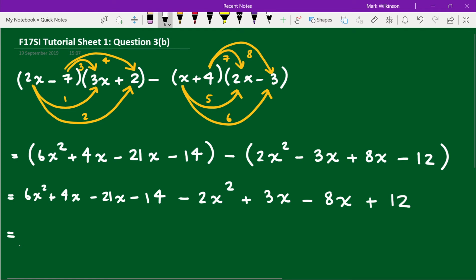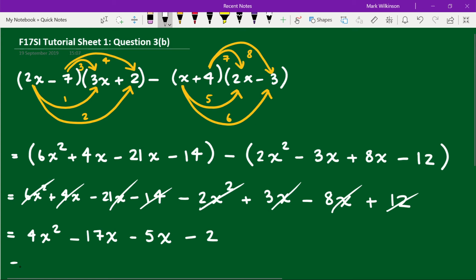In terms of x squared terms, we have 6x squared minus 2x squared. Overall, that is 4x squared. We'll scratch those out. Now for the x terms, there are a few more. There's 4 of those. So we have 4x minus 21x. Let's just do it term by term. Overall, that gives us minus 17x. And for the second lot, we have plus 3x minus 8x, that's overall minus 5x. So we'll scratch out all the terms in x. And then finally for the constants, minus 14 plus 12, that gives us minus 2.